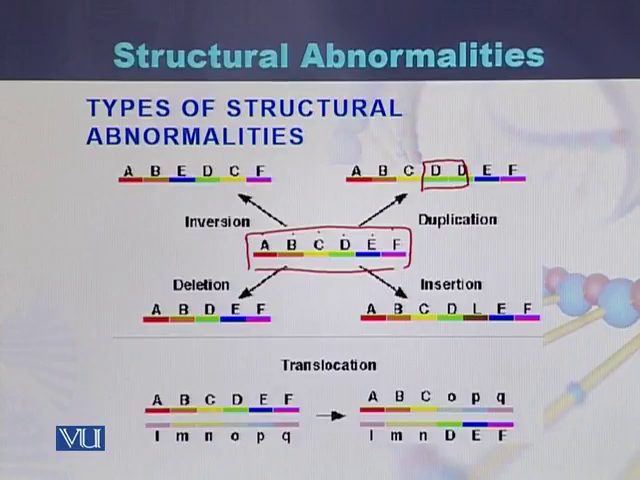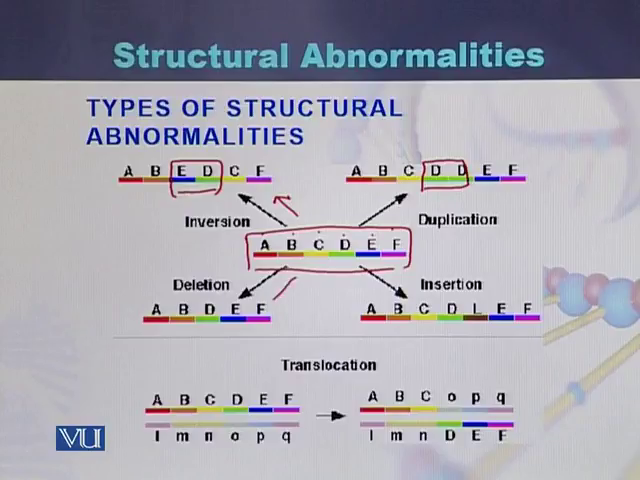While in case of inversion, we will see that it is A, B and there is an inversion. Instead of D, here is E, and instead of E, here is D. So this part of the chromosome has been inversed. Such a phenomena is called as inversion.